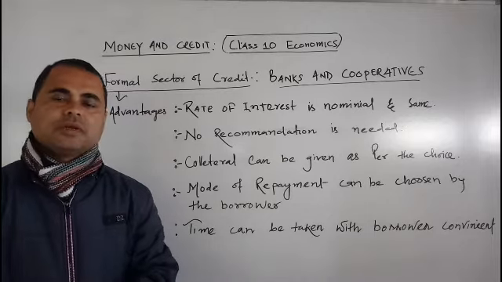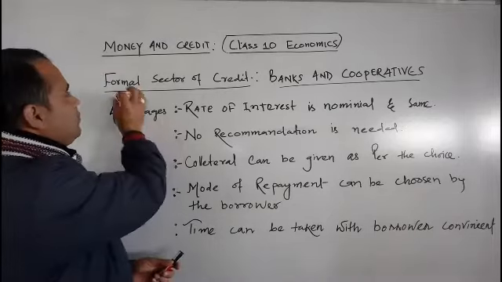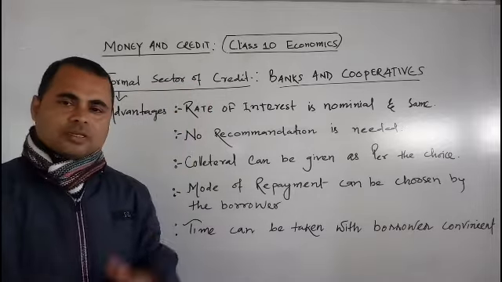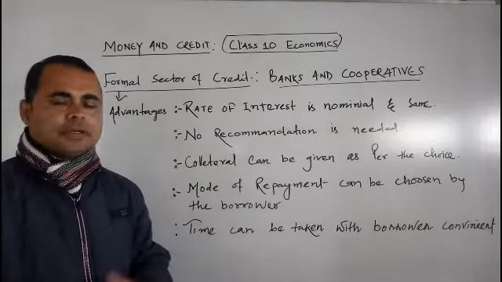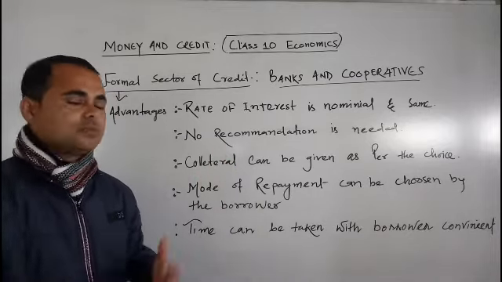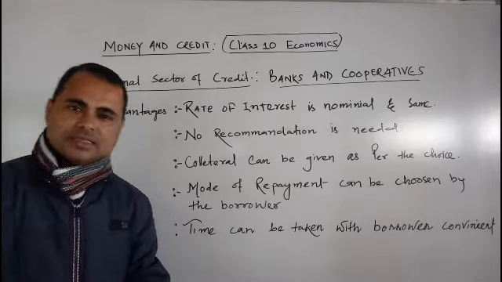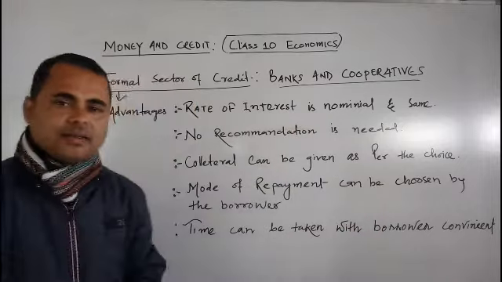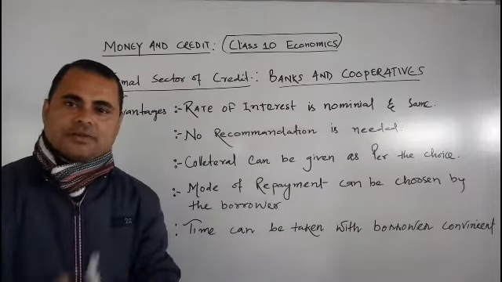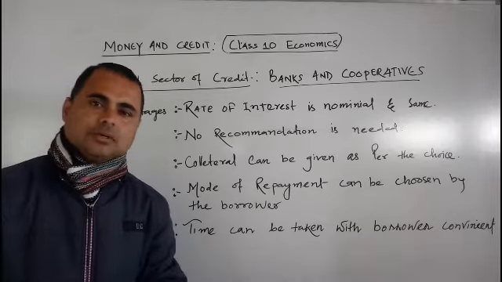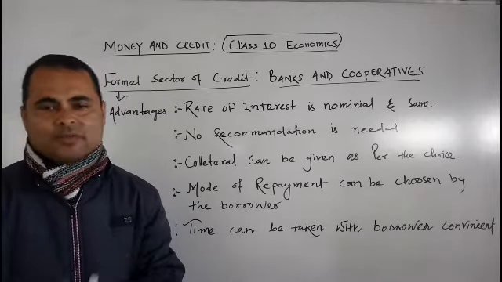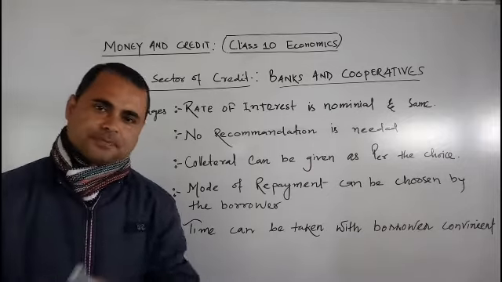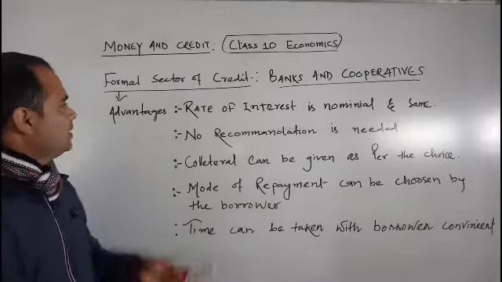So in this video we will try to understand what are the advantages of formal sectors of credit. Now, what are formal sectors of credit? Which institutions or agencies come there? If you see, banks and cooperatives are all formal sectors of credit which provide loans to the borrowers. So, what are the advantages one has when they borrow a loan from formal sectors of credit? Let us see one by one.